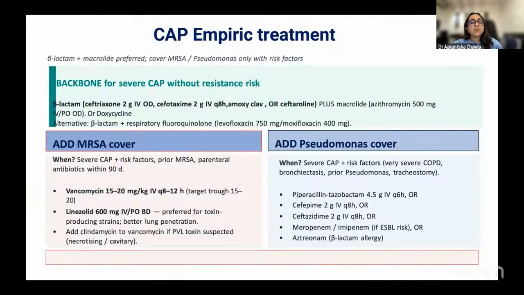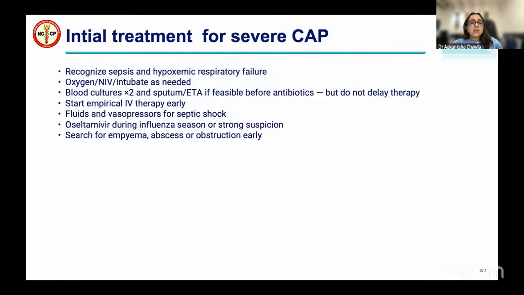So the backbone of severe CAP without resistance is basically your beta-lactam, which can be ceftriaxone, cefotaxime, coamoxiclav, or even ceftaroline, plus a macrolide or a doxycycline. These days, more and more doxycycline is being used. And you cover for MRSA and Pseudomonas only with the risk factors. And then, of course, you manage the septic shock, the hemodynamics, with the appropriate vasopressors and fluids as required.